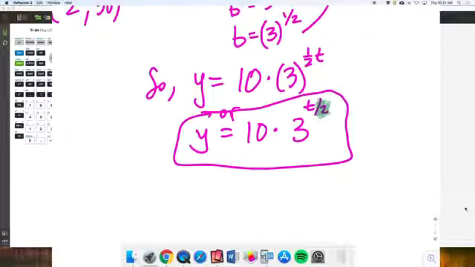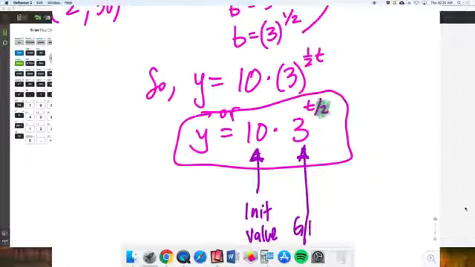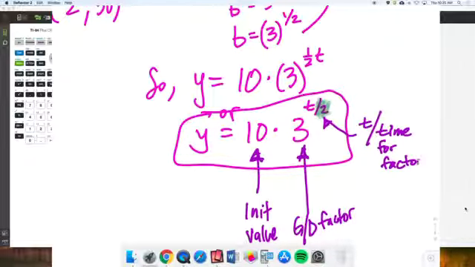So you wouldn't have to do it this way again. Moving forward in the future, you could say that's, of course, your initial value. This would be your growth or decay factor, either one. And then this up here could be t divided by the time for the factor to occur. Okay, so we've got it.